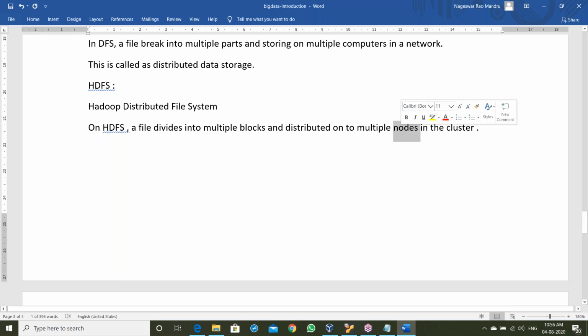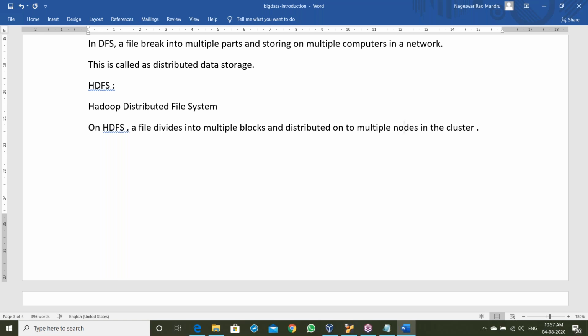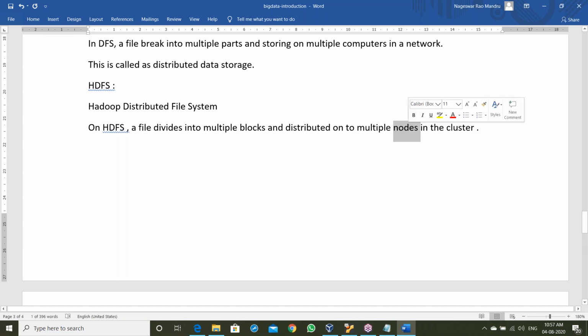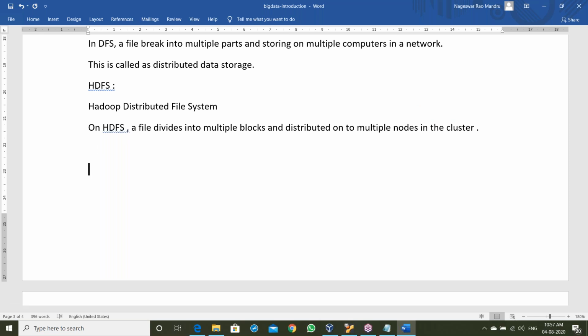In that, a node means a computer. All the computers are called nodes here. No confusion: in Hadoop terminology, a node means just a computer. Okay, fine. So on HDFS, a file divides into multiple blocks and is distributed onto multiple nodes in the cluster. Next.